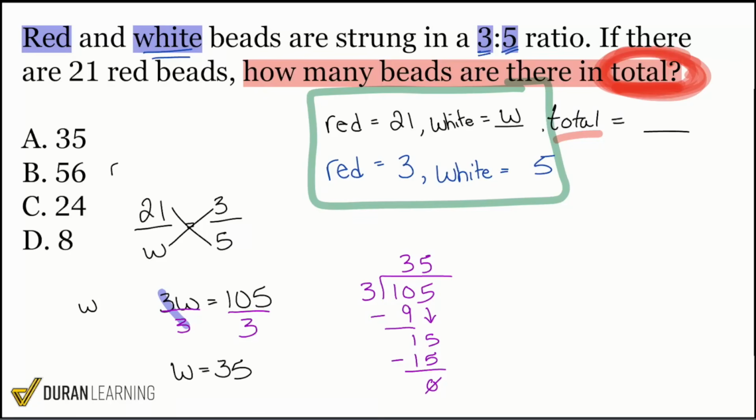Add what precisely? One more time. Red plus white gives us the total. So let's do that here. We have 21 red. We add the 35 white. And we have 56. And there we go. That's what'll get us the actual correct answer. And thus we are good in this situation.